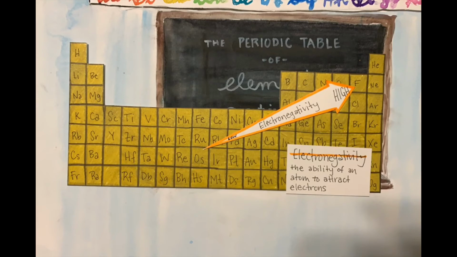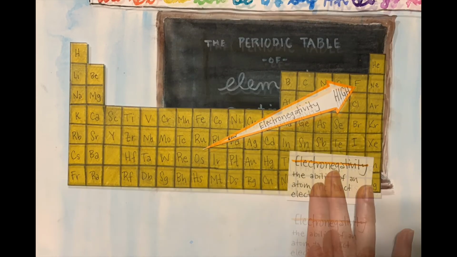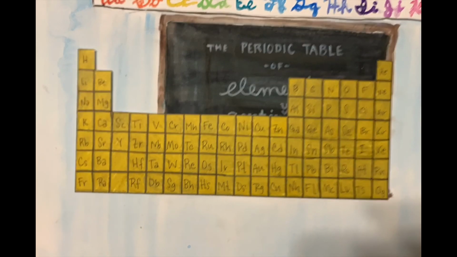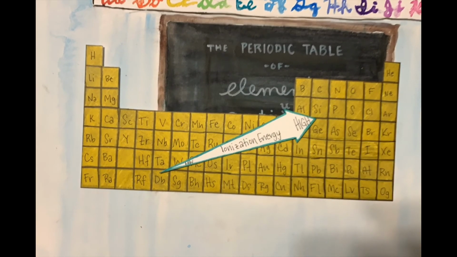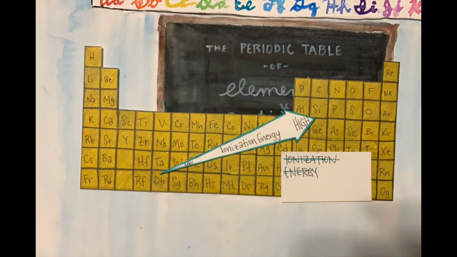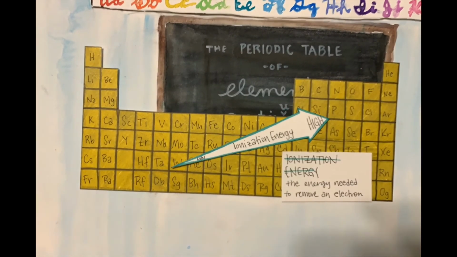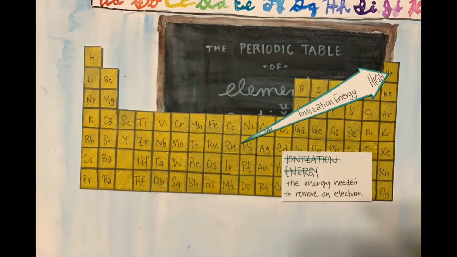The most electronegative or best electron thief of all elements on the periodic table is our buddy fluorine. Fluorine is super good at stealing electrons and it's super good at holding on to its own electrons. It does not ditch those things for anything. Next, we have something that's really similar to electronegativity, and that is ionization energy. Ionization energy is the amount of energy it takes to pull an electron off of an atom.